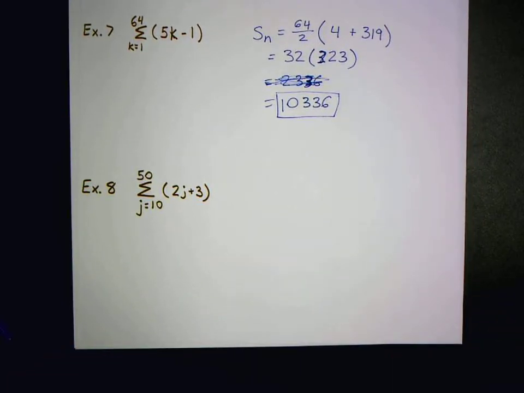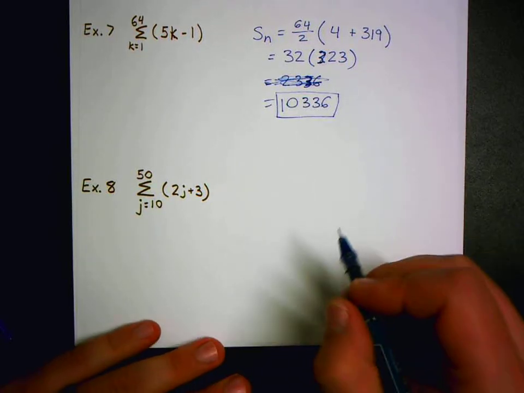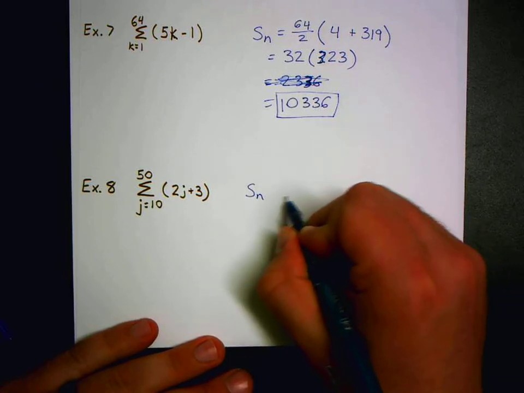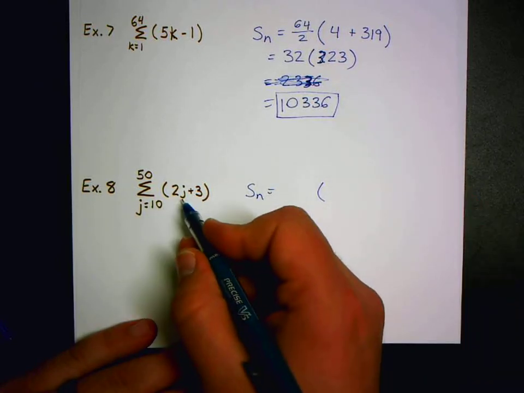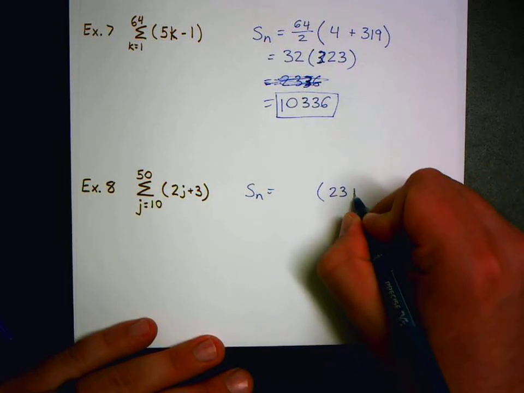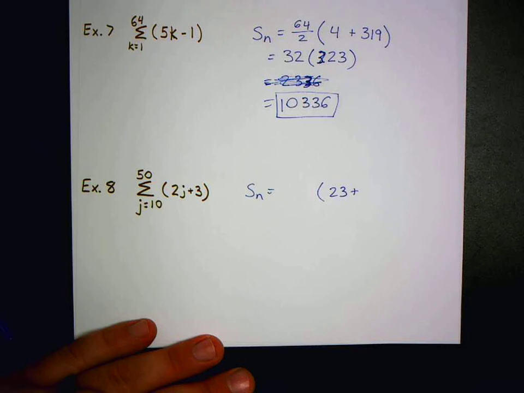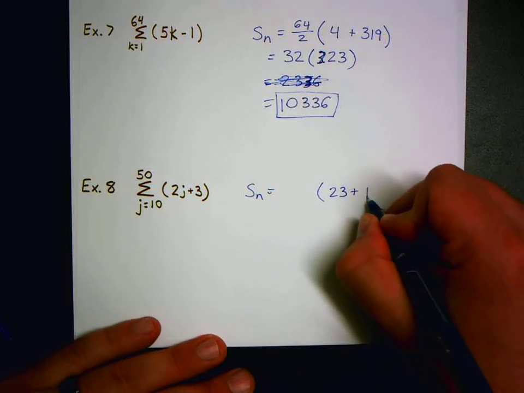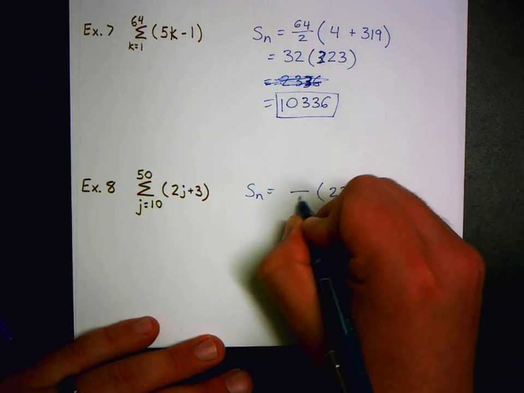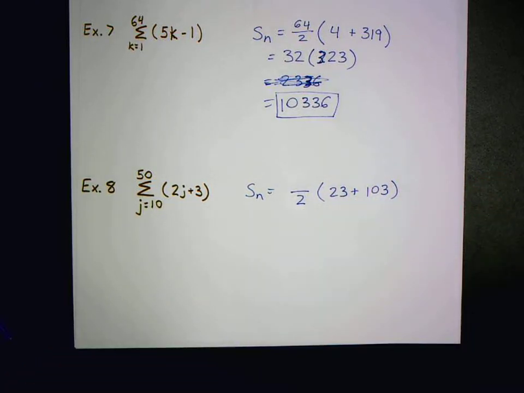Okay, one more. So what if it doesn't start at 1? Because it's nice if it starts at 1, because then you know exactly how many numbers you have. Well, no, your first term is still going to be if you plug in 10. So if I plug in 10, my first term is going to be 23, because that's still where I'm starting my sum. My last term is still going to be 103. The problem is n. How many terms do I have? Yeah, you're right. 41.